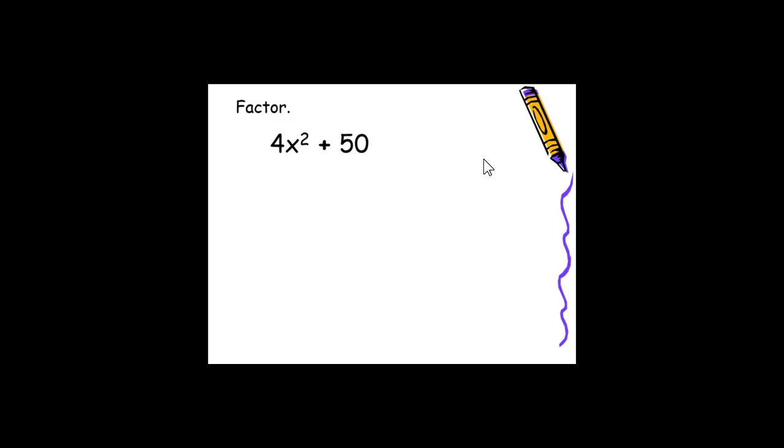What would be the first step in simplifying this particular problem? Both terms have a factor of 2. We can factor out a 2, leaving us with x squared plus 25. But notice that this is an addition. It is not a difference of squares. Therefore, our final answer is just 2 times the quantity x squared plus 25.